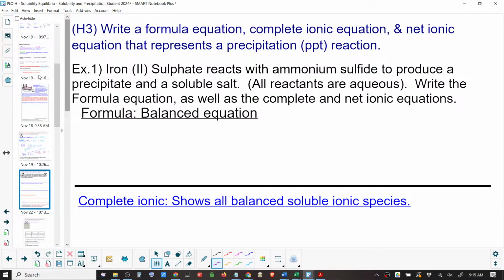Write a formula equation, complete ionic equation, and net ionic equation that represents a precipitation reaction. Iron 2 sulfate reacts with ammonium sulfide to produce a precipitate and a soluble salt. All reactants are aqueous. Write the formula equation as well as the complete and net ionic equations.